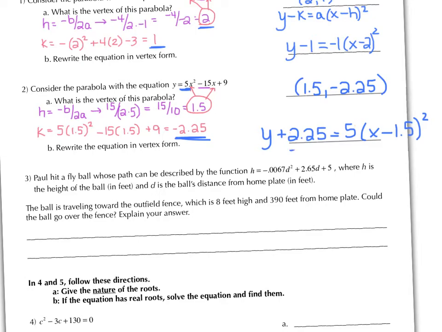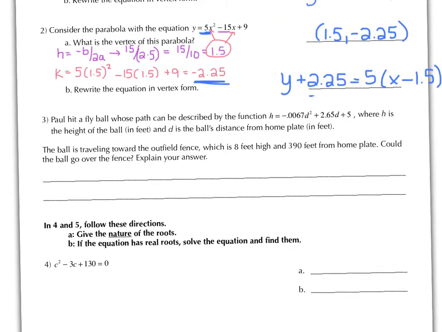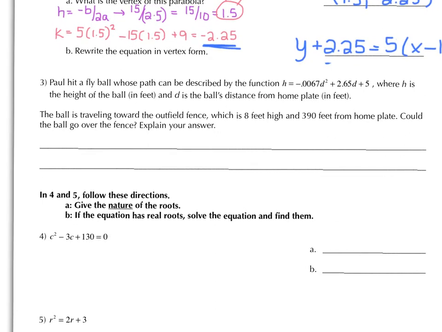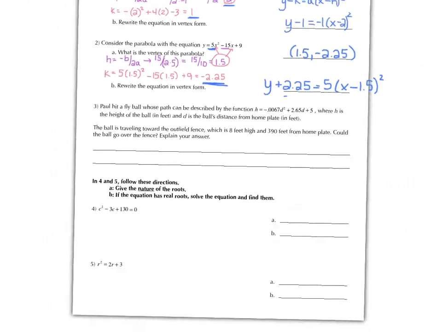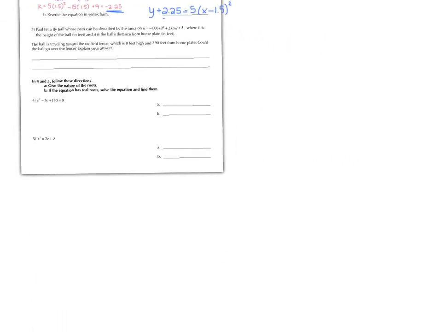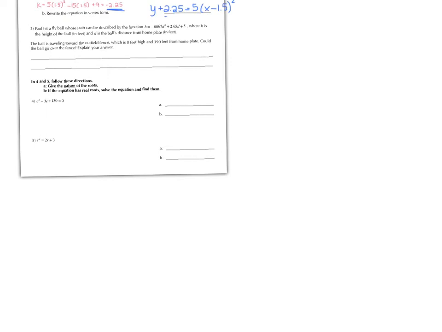Good, let's keep going. Okay, question 3, I know looks terrifying. It's not so bad. Paul hit a fly ball whose path can be described by this function, where h is the height of the ball and d is the ball's distance from home plate. Okay, so I want to give you a visual here. Let me shrink this, put it off to the side so that you can see what I'm doodling down here. So the equation that it gives you there is going to give you a parabola, and it's going to be an upside down parabola because the first number is negative.